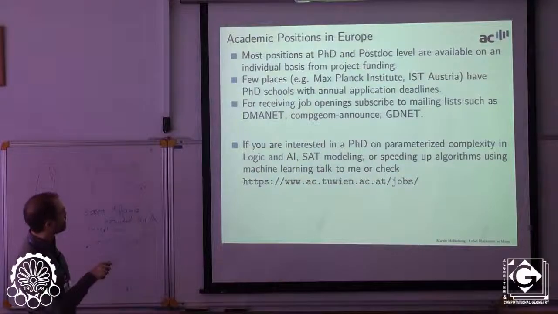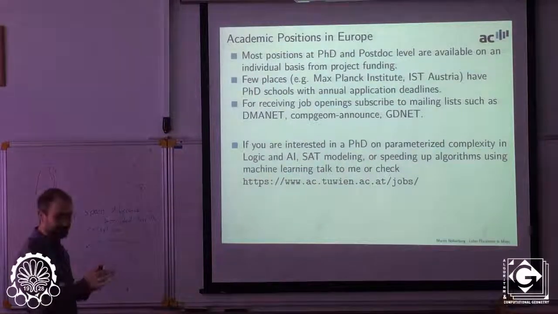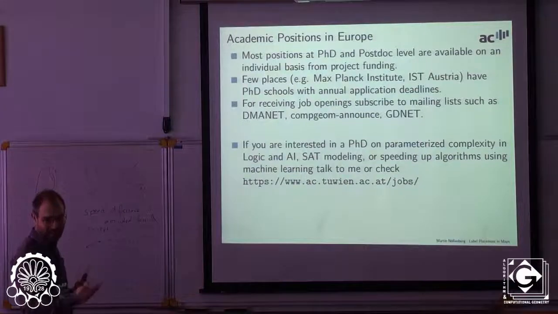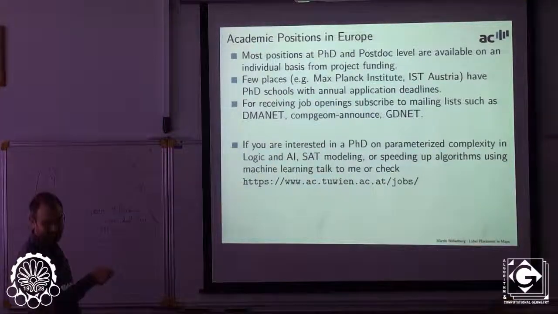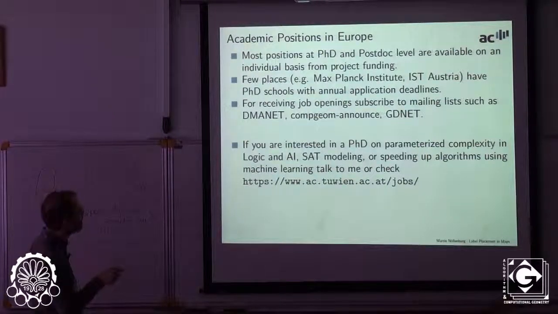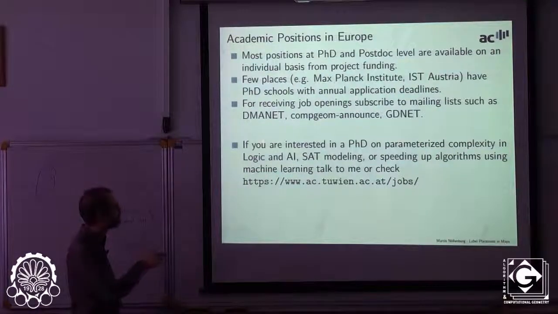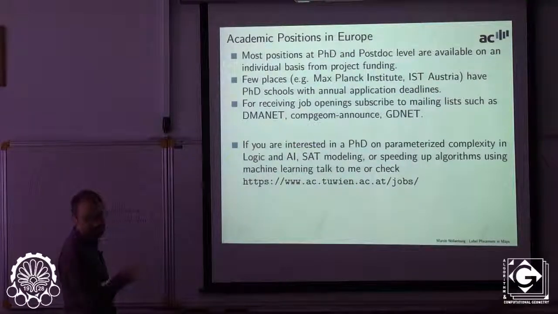If there are open positions, very few places have PhD schools where they accept 30 students every year with a deadline every year. This is, for example, the Max Planck Institute in Saarbrücken in computer science, or IST Austria, which is close to Vienna. It's not my place, but they have also a geometry group there, like Herbert Edelsbrunner, for example, is at IST. For receiving these openings, I highly recommend that you subscribe to mailing lists, DimaNet. This is basically discrete math and algorithms, and all the European universities post their positions here. For computational geometry, you maybe know this list, CompGeom announce, and for graph drawing, there's one called GDNet.